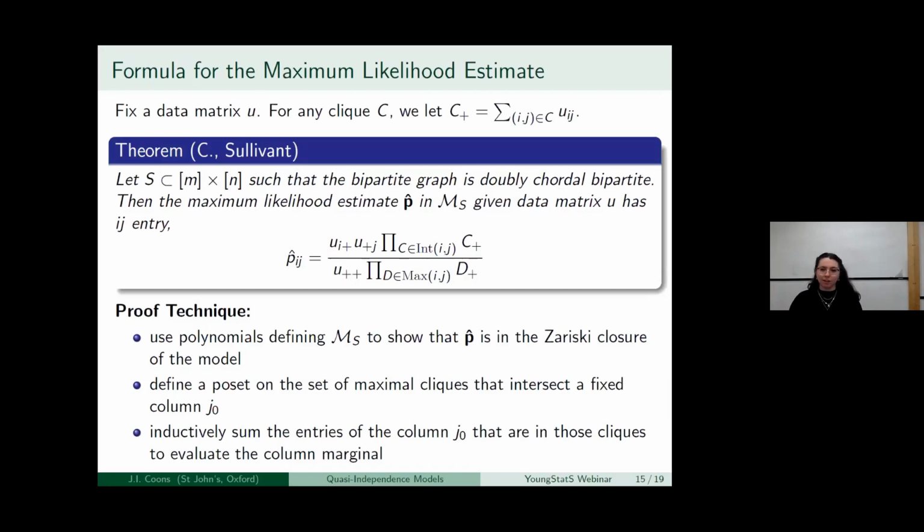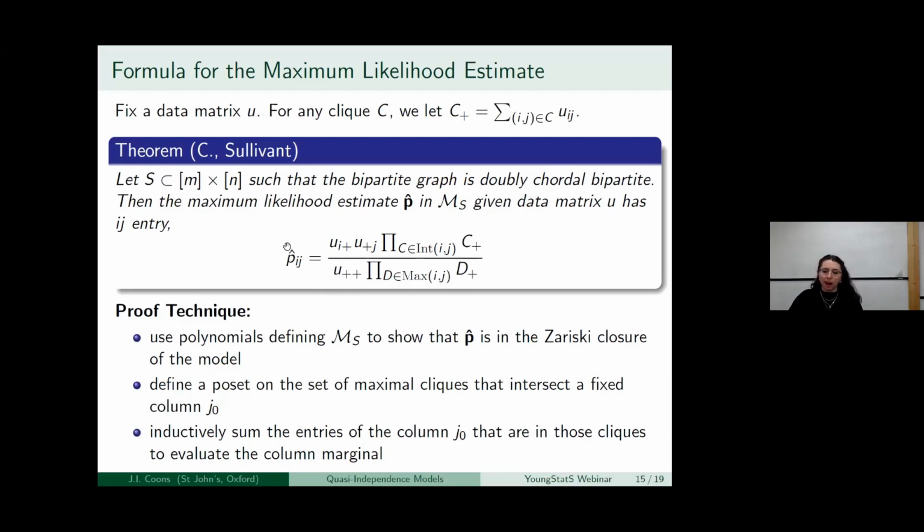So now we can actually state the theorem. We'll fix our data matrix U and introduce a little bit of notation. For any clique, we'll let C plus be the sum over all of the entries of our data for ij in the clique. And so what we showed is that if your set S is such that its bipartite graph is doubly chordal bipartite, then its MLE is rational, and in particular, it has this form.